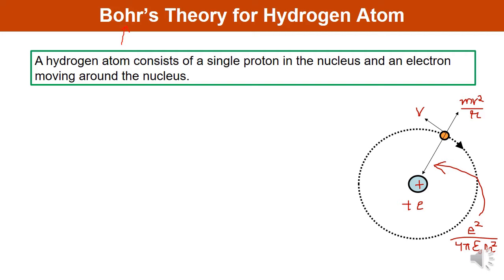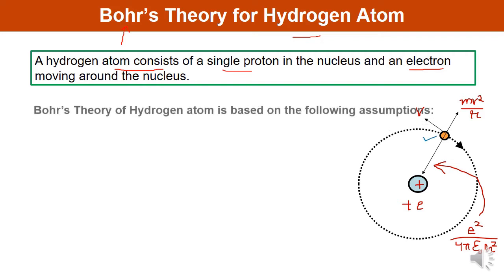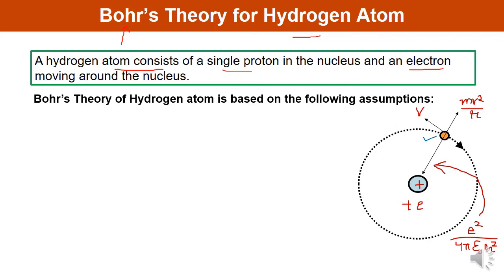By taking various assumptions as well. Since we are deriving it for the hydrogen atom, you know that a hydrogen atom consists of a single proton in the nucleus and an electron moving around the nucleus. Here in this particular diagram, you can see that a single electron is shown which is moving in an orbit. This is the electron. Bohr's theory of hydrogen atom is based on certain assumptions. What are those assumptions? Let's study one by one.